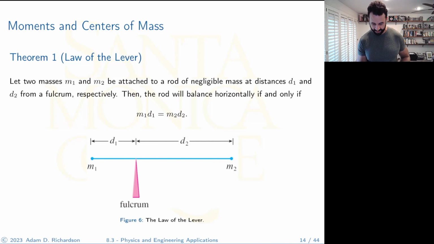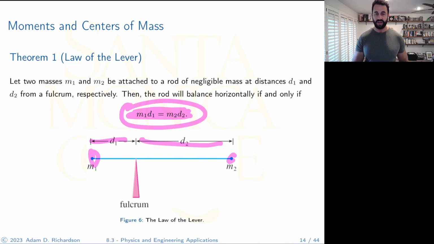And we're going to put these masses at a distance d1 and d2 from a fulcrum. A fulcrum is that pivot point on a lever. Then what Archimedes was able to prove is that the rod will only balance if this equation holds true, if you have this relationship between the masses and the distances. So this pencil will only balance on my finger if the mass over here, the mass over here, and the distance here are related by this equation. So m1 times that distance d1 is equal to m2 times that distance d2. That's the law of the lever.